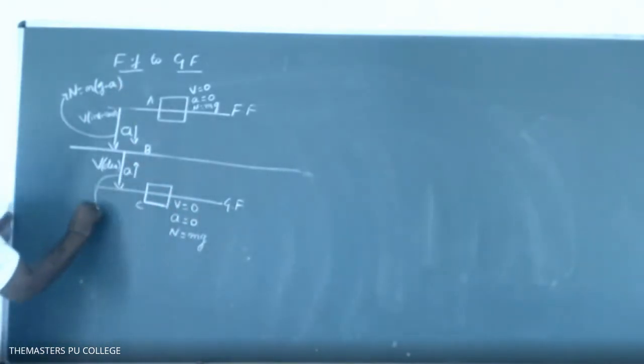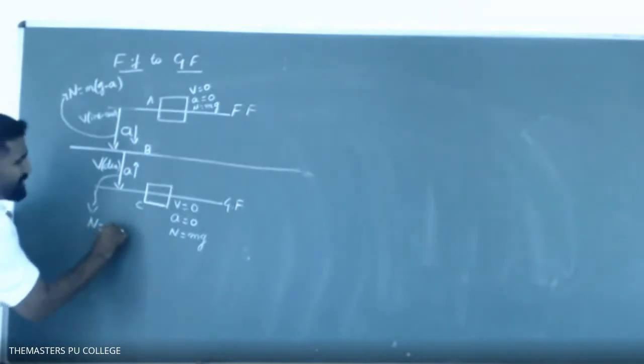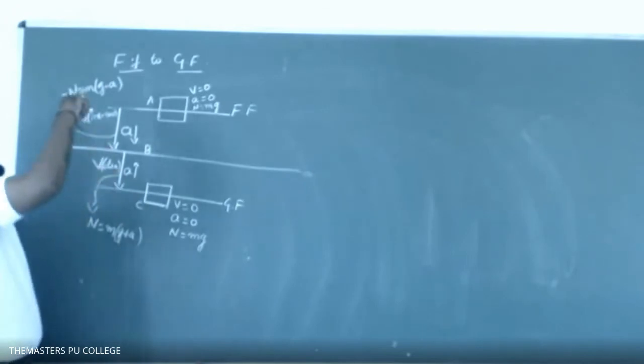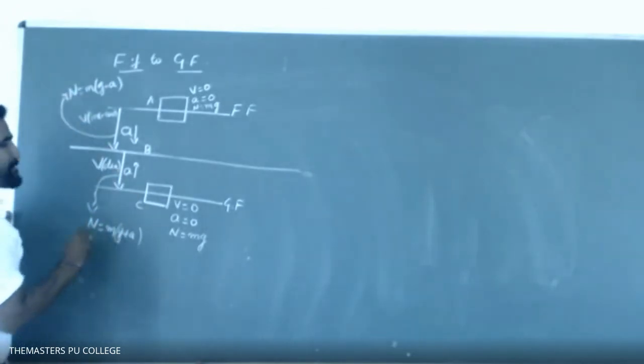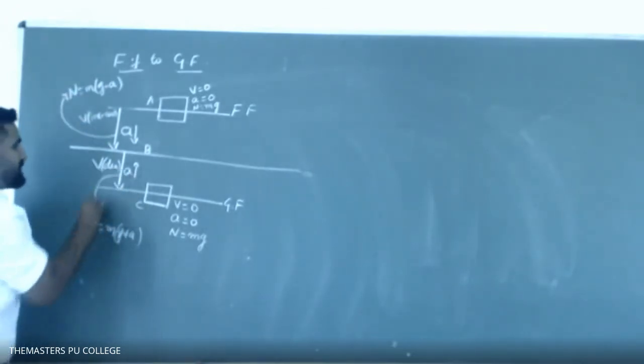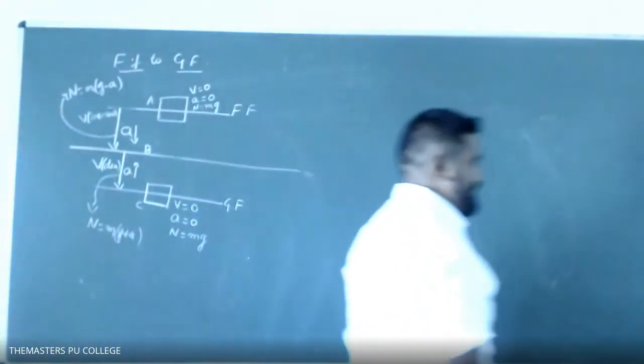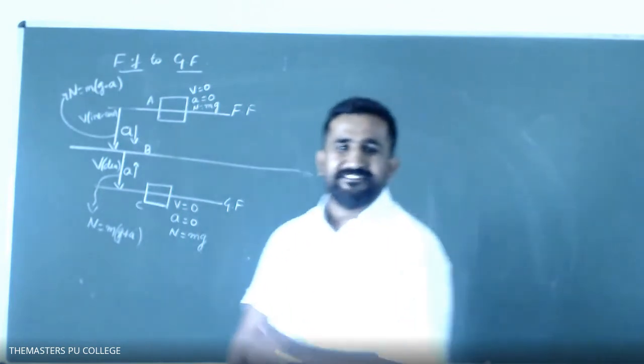Then here N is equal to m of g plus a. Why g plus a? Because acceleration is opposite, it is up. N is equal to m of g plus a. In this region, apparent weight will be greater than the true weight. That's how we did lift moving down and lift moving up.